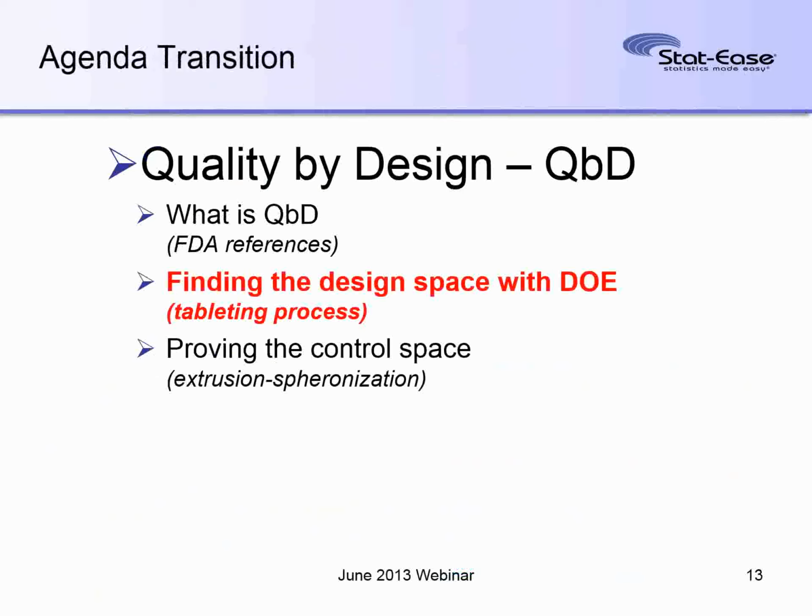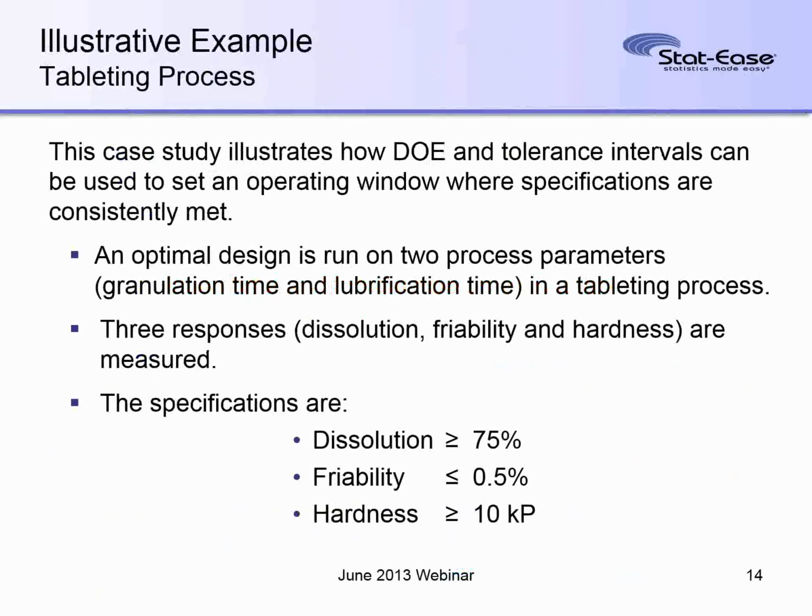So finding the design space with DOE. The tolerance interval, as I mentioned before, is used to set that operating window and show that you can consistently meet the specifications. Optimal design is a good tool for this, but we're not limited to optimal designs. Any useful designed experiment that can reliably model the true response surface is quite sufficient.